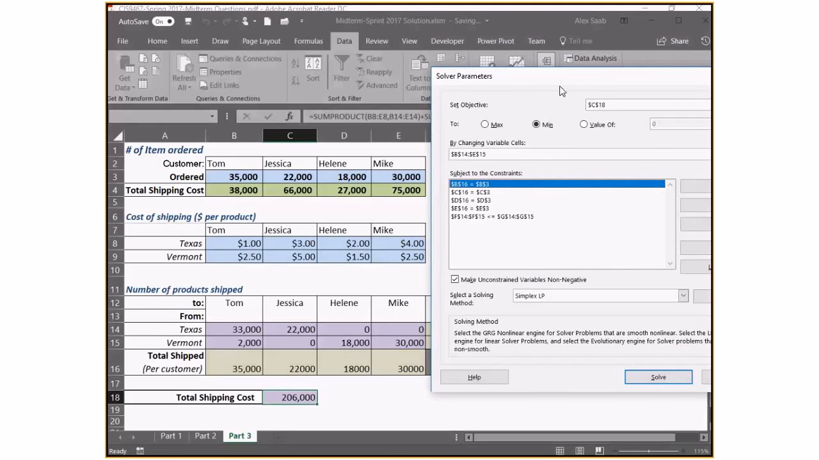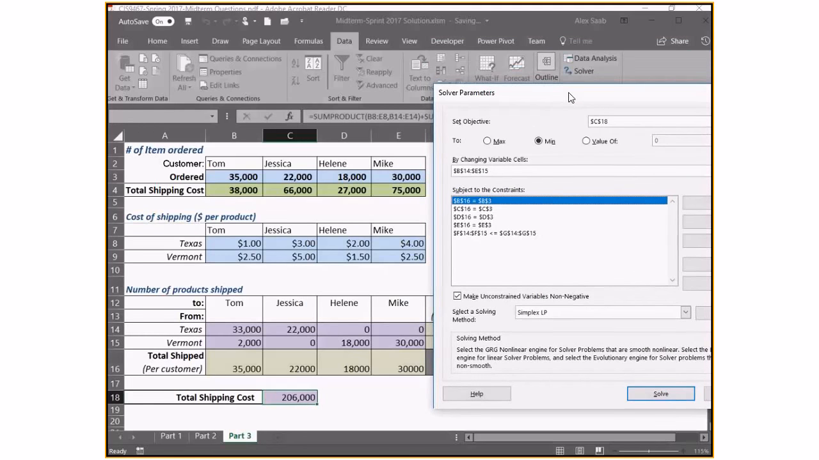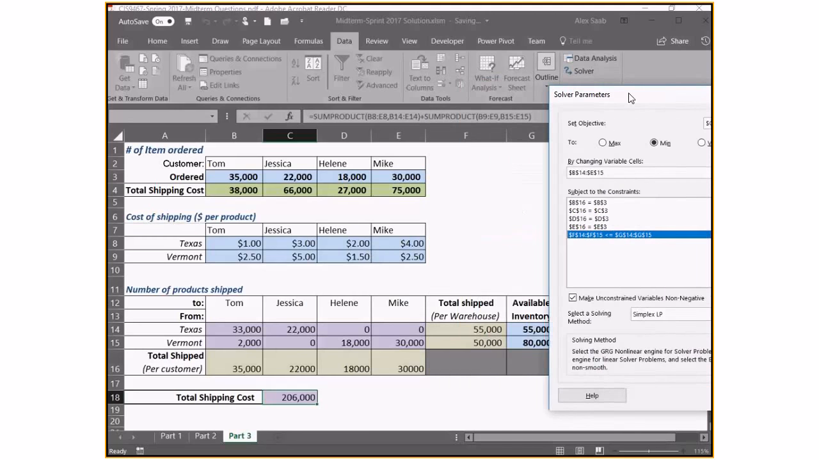B16 has to be equal to B3. That means this is about the quantity shipped. So this has to be equal to this. This has to be equal to this. And then D16 has to be equal to D3. Make sure that for every one, the exact amount is shipped. Now the last constraint is what? F14 and F15 should be less than or equal to the available inventory. You don't have to ship everything, but you cannot ship more than what you have.